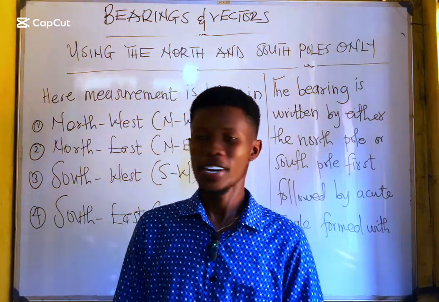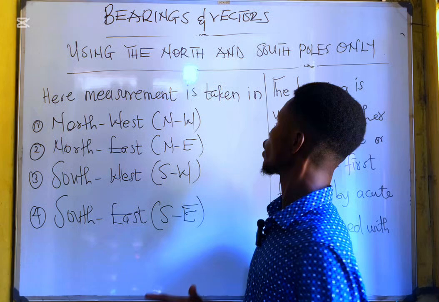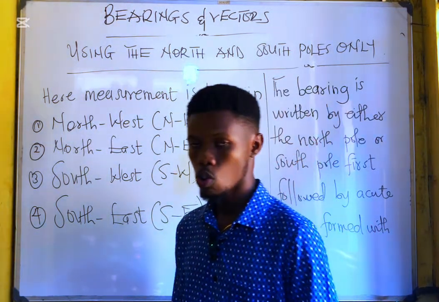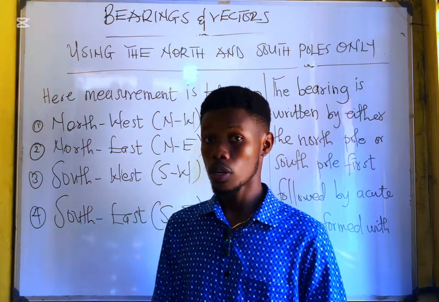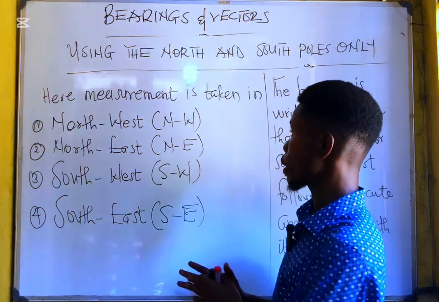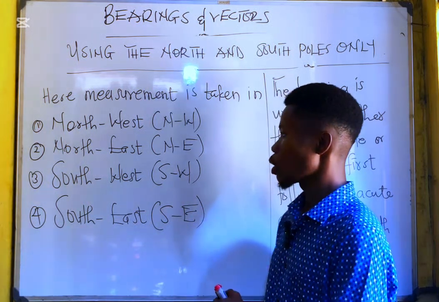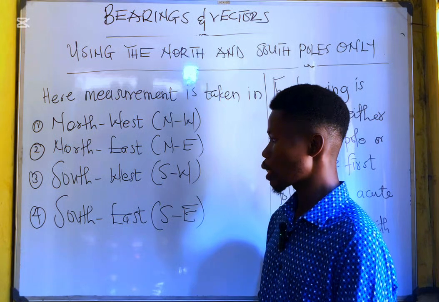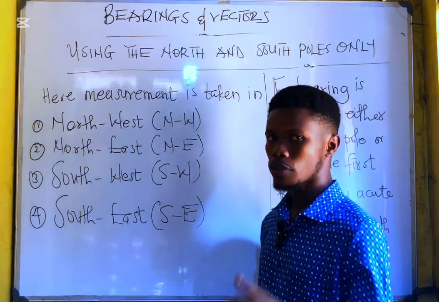All right, so we are going to look at another subtopic under bearing, where we use the North and South Pole only. First, you looked at using the North Pole, but here you are going to use both the North and the South Pole. Here, measurement is taken in northwest, because I have northeast, southeast, then southwest. Okay, so that's how the measurement is taken. I hope you have seen some before.